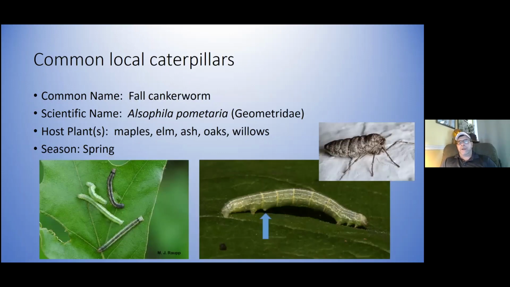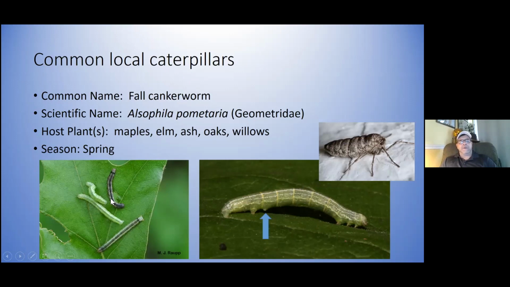Another common spring caterpillar, perhaps abundance-wise, maybe the most common, is the fall cankerworm. And these are geometrids, so the ones that move like inchworms. The scientific name is Alsophila pometaria. And they're really common on maples and on elms, oaks, willows, a whole lot of deciduous trees. They're pretty generalized. They come in two different color morphs, so you often see green and dark patterned ones that have different stripes down their back.